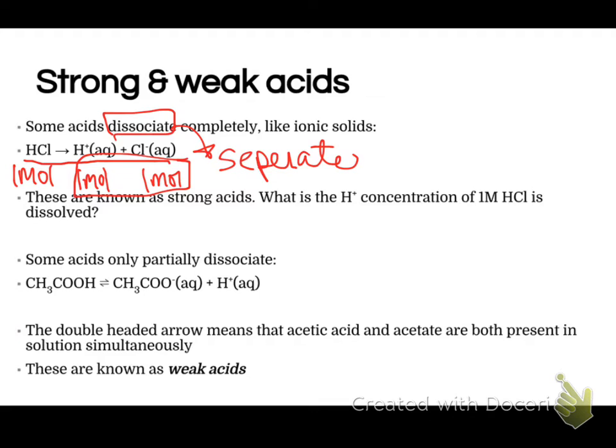Weak acids are a little bit different. So when we tested the acetic acid, we found that the light bulb doesn't glow as much.